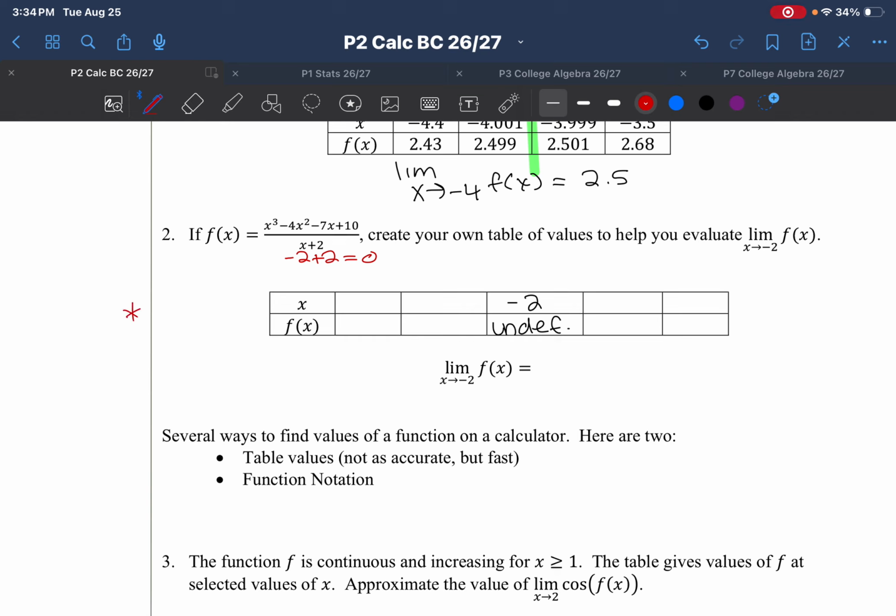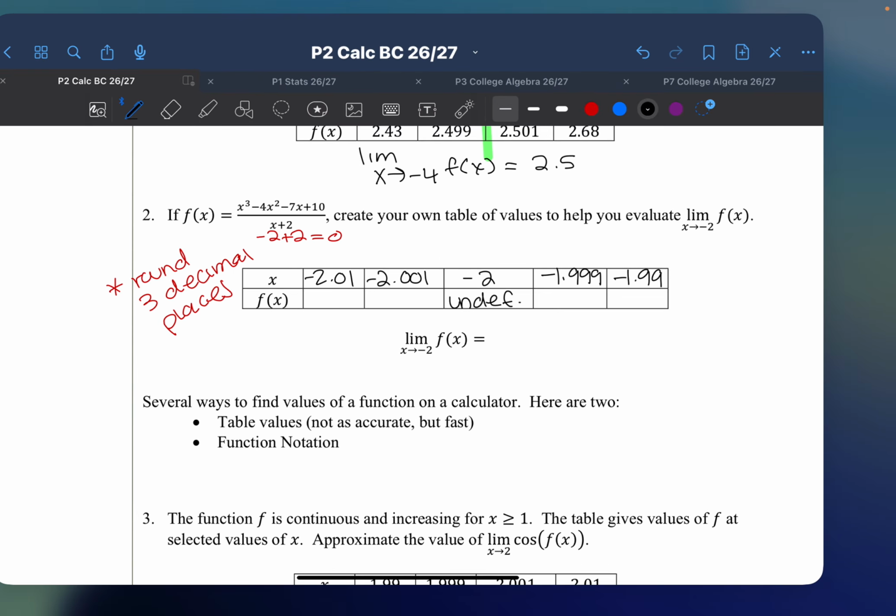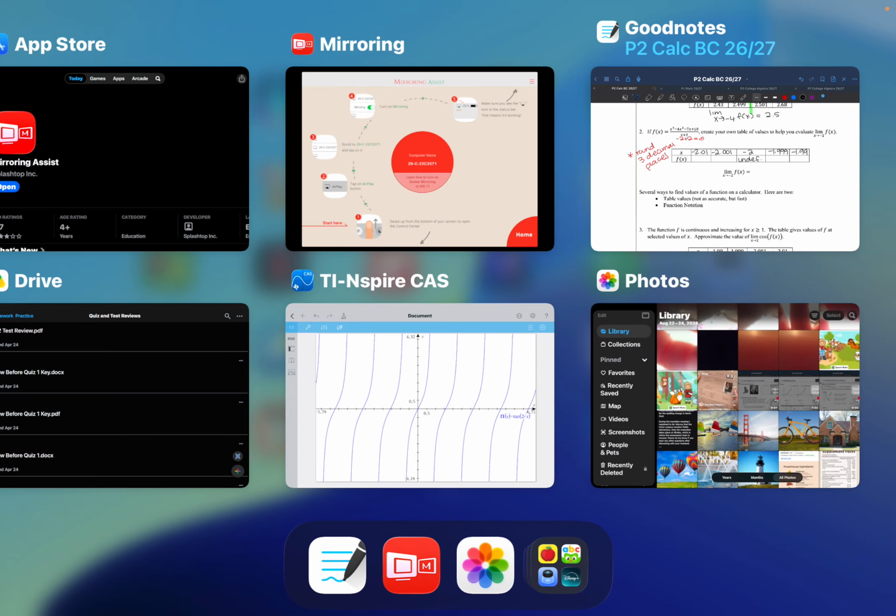For this one, I want you to round to 3 decimal places, because this is standard for the AP exam. We could either graph this and pull up a table, or we could use function notation and plug in values very close, and that's what I'm going to do. I'm going to plug in -2.001, -2.01, -1.999, and -1.99.